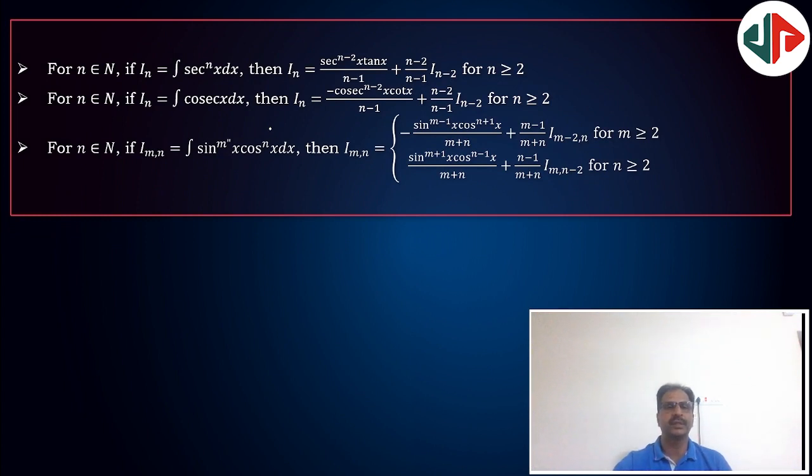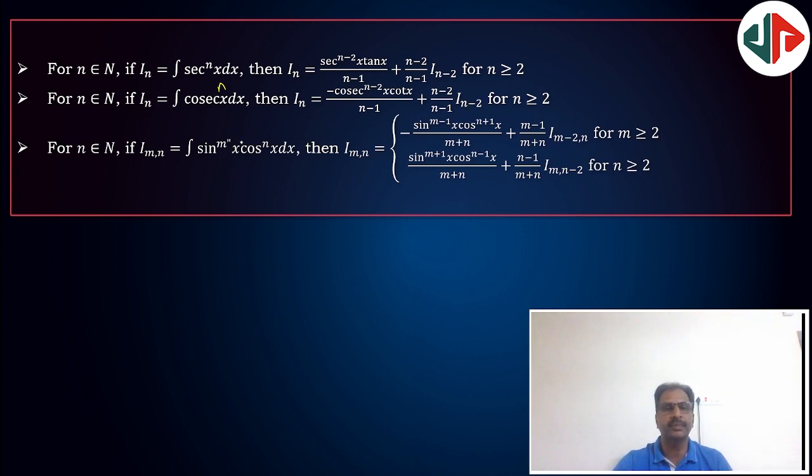Similarly, integral secant power n x is secant power n minus 2 x tan x by n minus 1 plus n minus 2 by n minus 1 I n minus 2. Next, integral cosecant power n x is minus cosecant power n minus 2 x cot x by n minus 1 plus n minus 2 by n minus 1 I n minus 2.